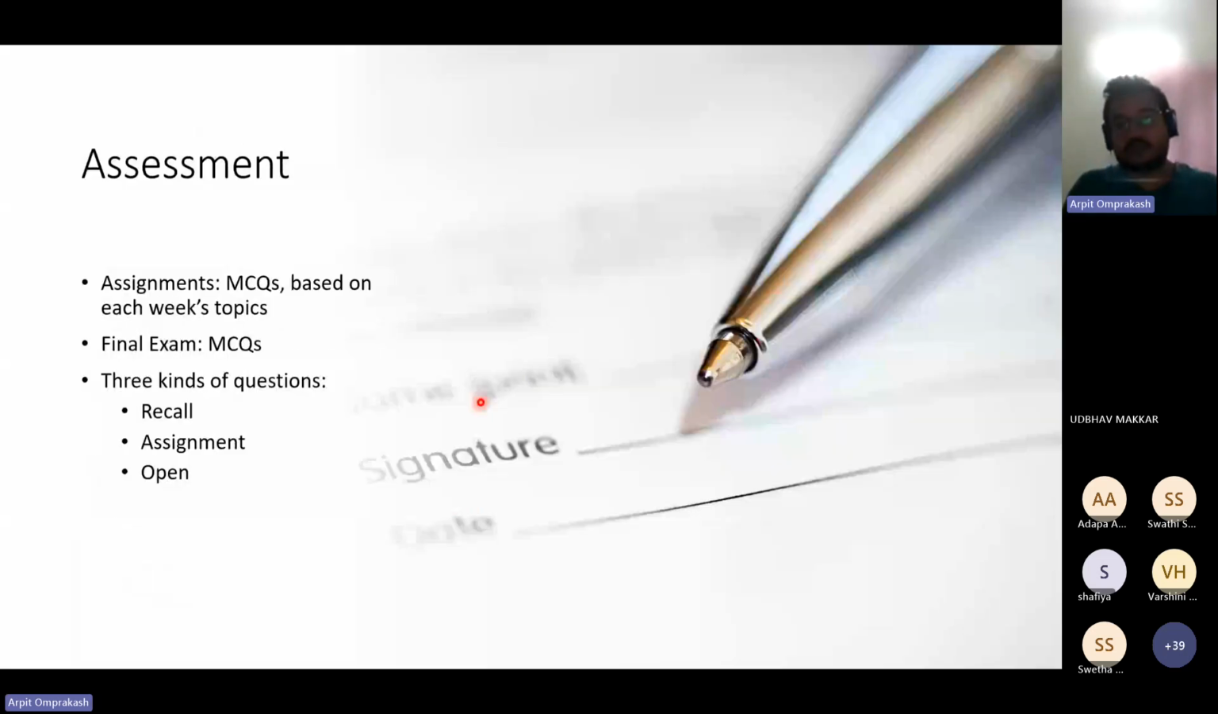For the course in NPTEL, you'll have assignments every week, which will be MCQs based on the topics from that week. The final exam will also be MCQs, and there'll be three kinds of questions. Recall, which is basically you remembering stuff that was taught to you. Assignment, which is questions from the assignment. And open questions, where they test how much you have learned about the broad topic.